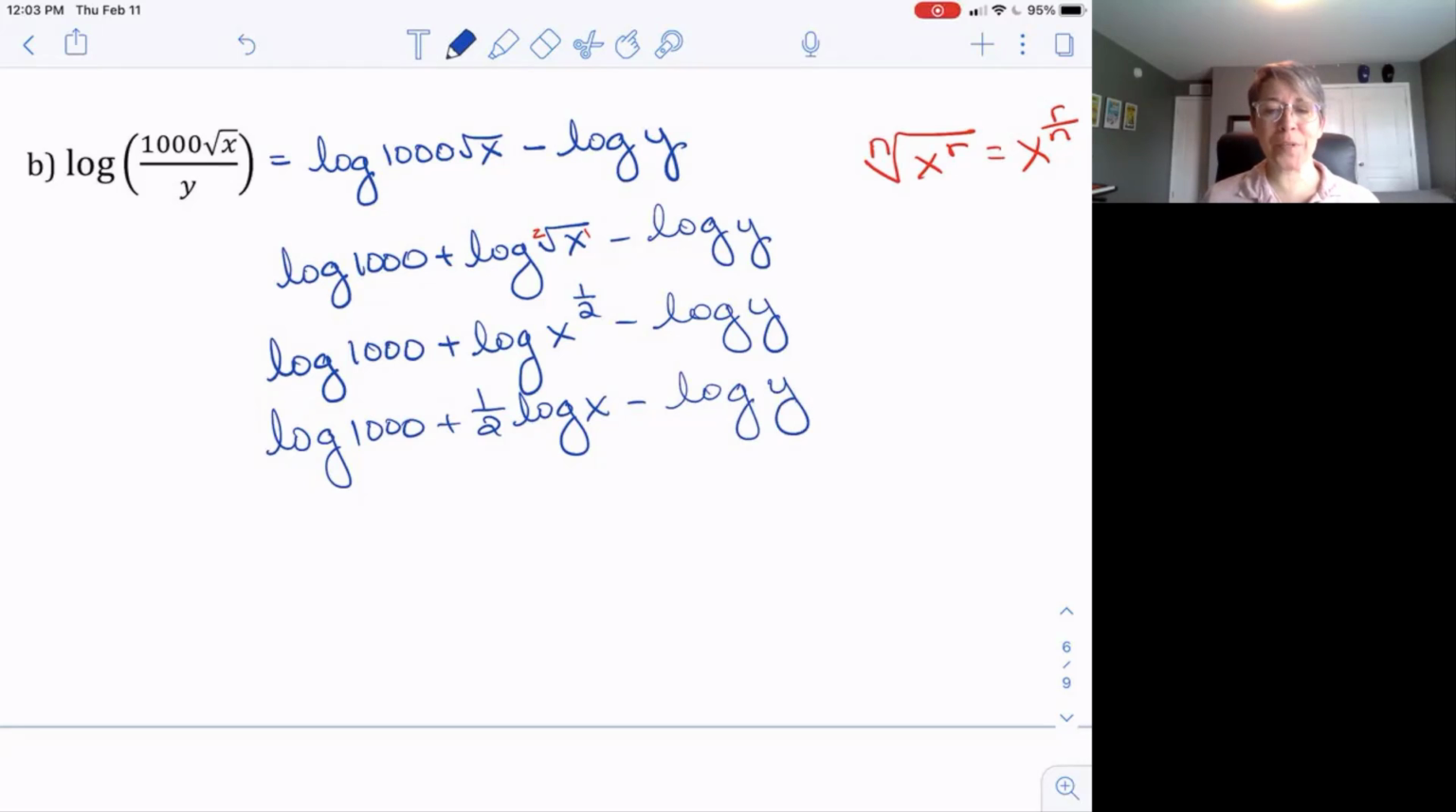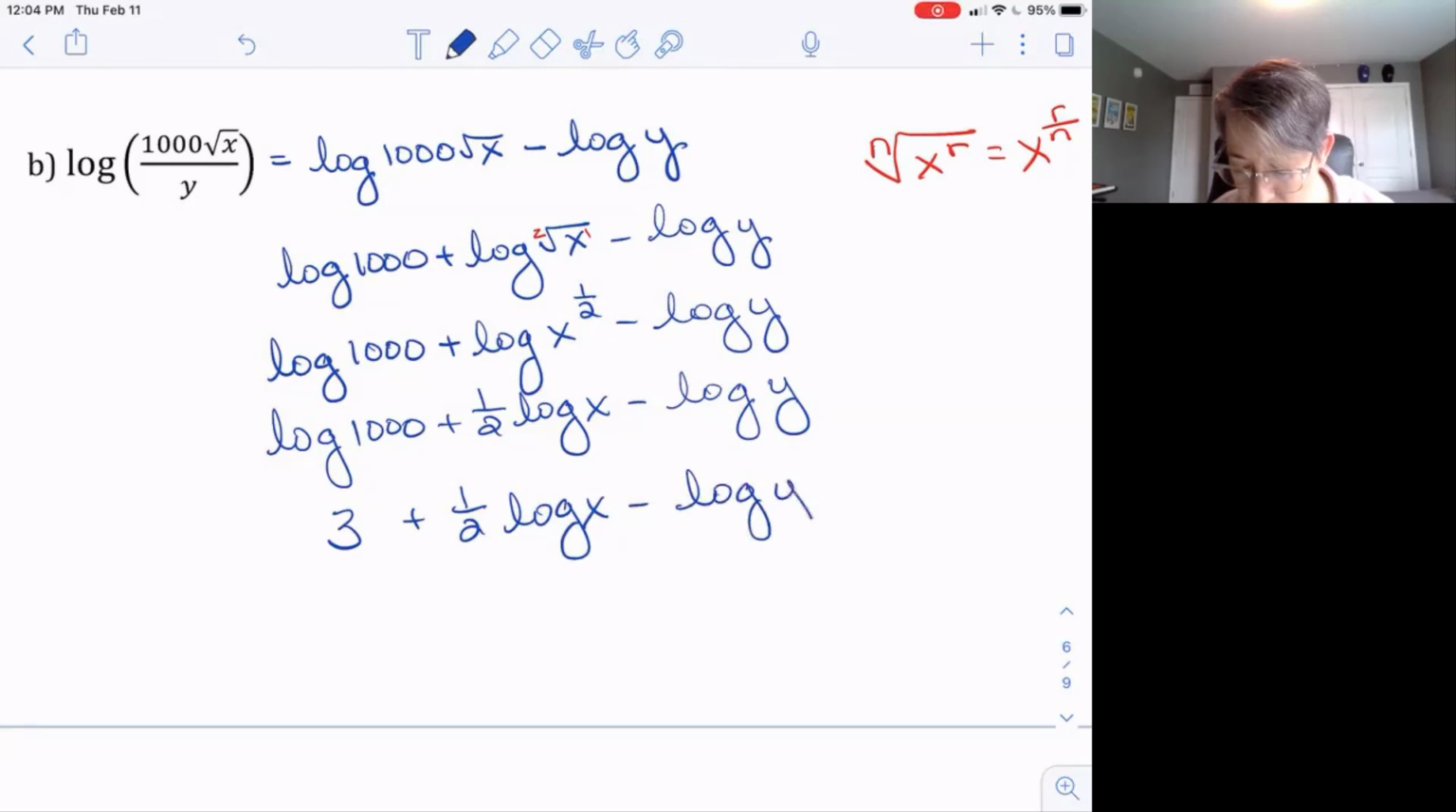And again, it looks like we're done, except it's a common log. Common log is a base 10, which means that first logarithm can be simplified into just an integer. We have the log base 10, 10 cubed would give us 1000. So that logarithm would be the exponent 3. So we get 3 plus 1/2 log x minus log y. That would be our final answer.